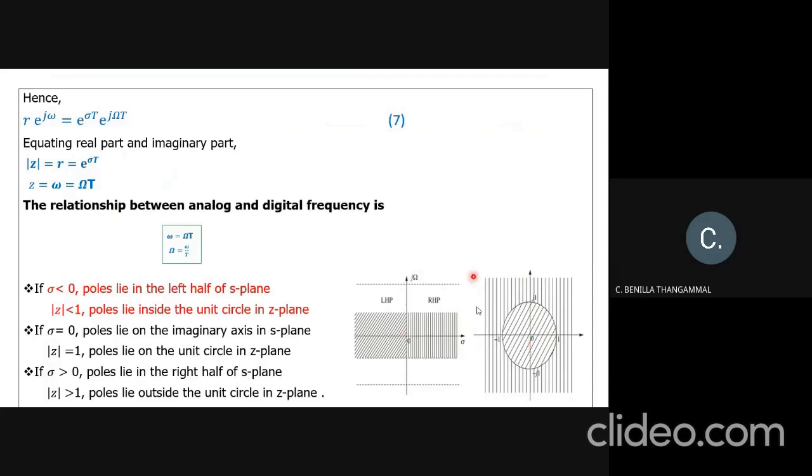So from this one, we can say that the impulse invariant technique will convert the stable analog filter into a stable digital filter. Let us solve a problem here.